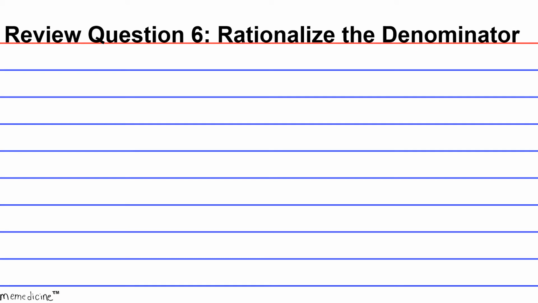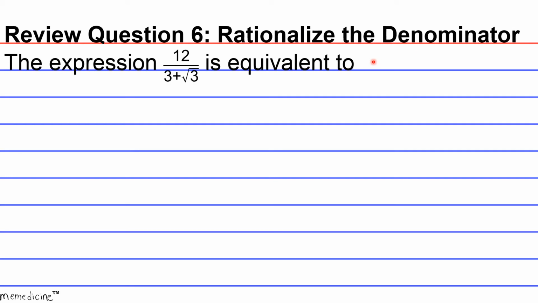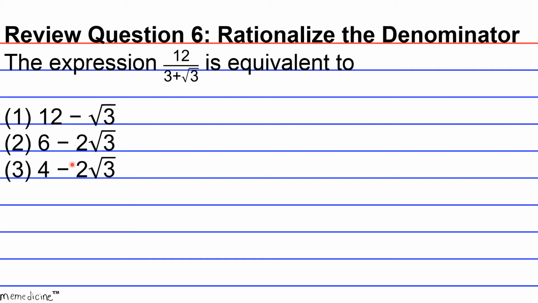Review Question 6, Rationalize the Denominator. The expression 12 over 3 plus radical 3 is equivalent to 1, 12 minus radical 3; 2, 6 minus 2 radical 3; 3, 4 minus 2 radical 3; or 4, 2 plus radical 3. Definitely press pause if you need to, and I'll give you a moment to think.